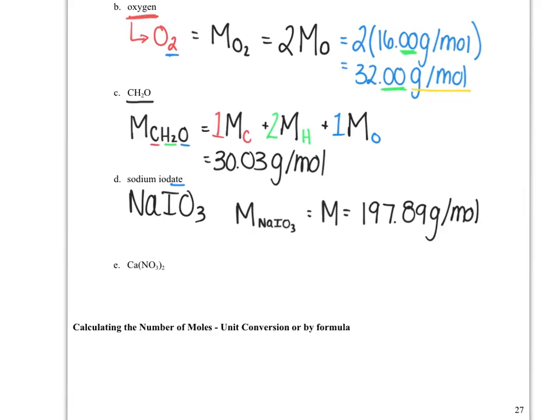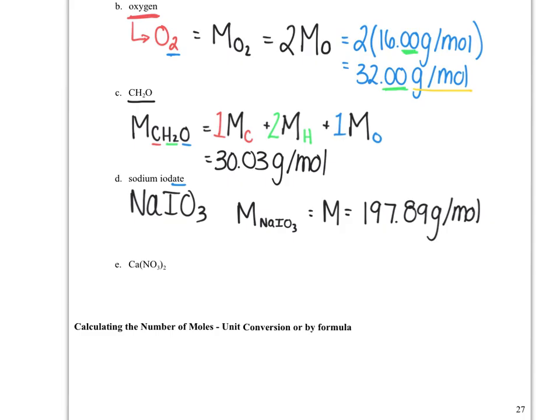So note that we have 2 groups of NO3. Pause the video now and try and calculate the molar mass of calcium nitrate as shown here. Okay, the molar mass that I got for calcium nitrate was 164.10 grams per mole. The way that I got this, I have 1 calcium atom, I have 2 nitrogens, and I have 6 oxygens when I'm adding those up.